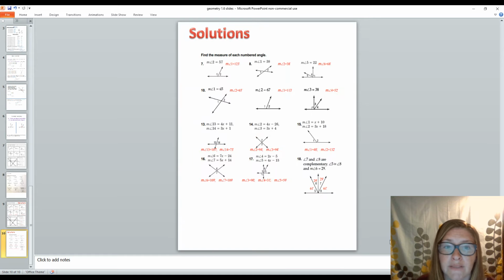All right, and the last page. All right, so here are my solutions for 7 through 18. When you get to 13 and on, it doesn't show the setup for the equation. It only shows the angle value. So if you have any questions, please feel free to let me know.